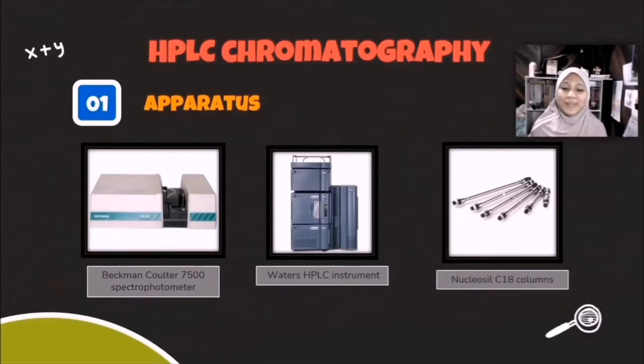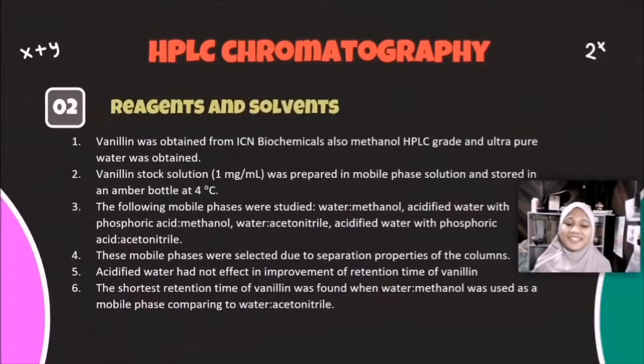Next, we will move to HPLC chromatography. For the apparatus, we will use Beckman DU 7500 spectrophotometer, Waters HPLC instrument, and Nucleosil C18 columns. Next, reagents and solvent. Vanillin was obtained from ICN Biochemicals, also methanol, HPLC grade, and ultra pure water. Vanillin stock solution, 1 mg per 1 ml, was prepared in mobile phase solution and stored in an amber bottle at 4 degrees Celsius.